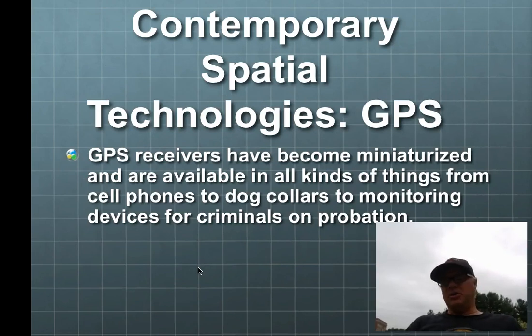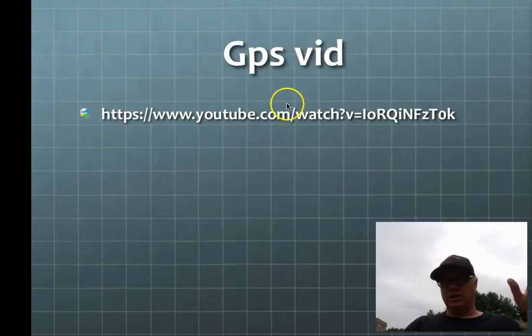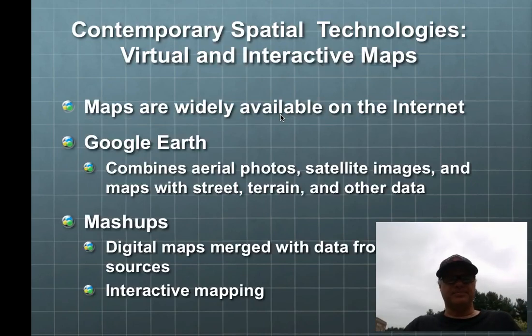So because GPS receivers have become so miniaturized, now they use them for tracking animals. Of course, they're in our cell phones, tracking criminals that are on probation, this kind of stuff. And as mentioned, there's this whole constellation of satellites up there that make this possible. This video, which is in the announcements, this link, and it's on the PowerPoint as well, you definitely have to watch this. It gives you a good idea of exactly how that system works. And I think that video does a good job showing you. And also about the fact that there's now going to be a next generation of GPS satellites that's more accurate.